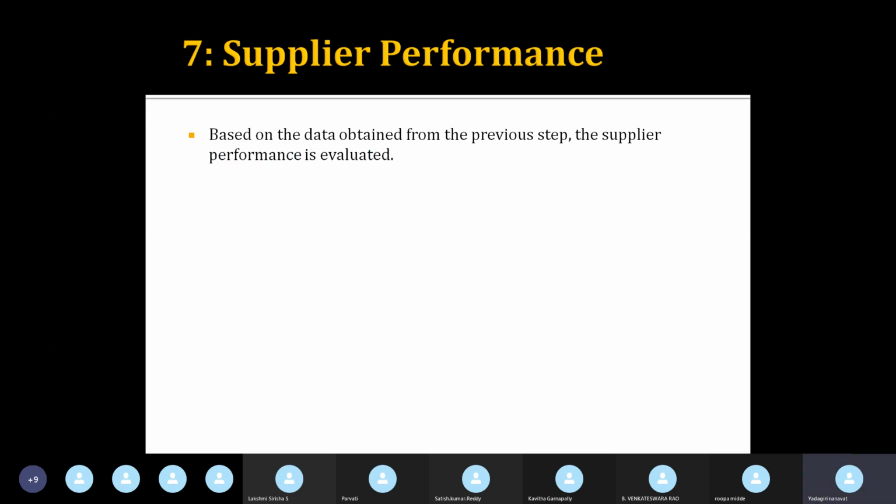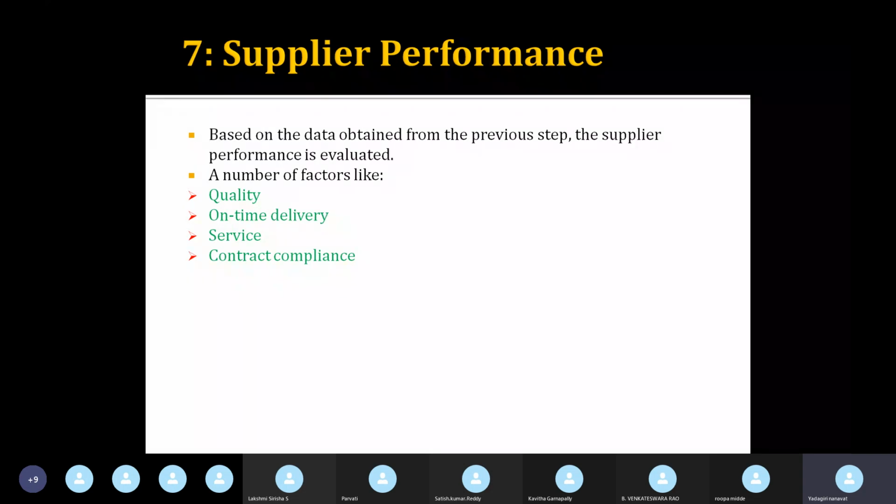Based on data obtained from the previous step, the supplier performance is evaluated. This is very important, across a number of factors. Like quality, we will check the quality of the product, and on-time delivery: as per the delivery schedule, has it been delivered or not? Then service also we can expect from the vendor. Then contract compliance, from starting to ending, how the contract response is from the supplier we can also analyze, and the responsiveness and total cost of ownership.